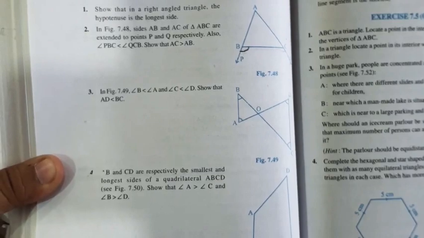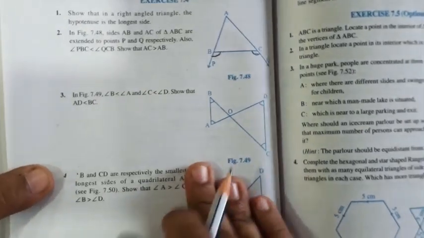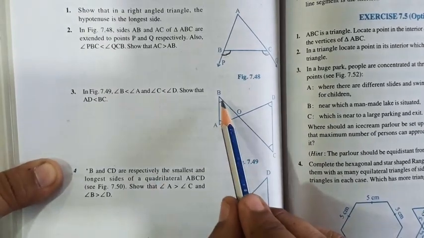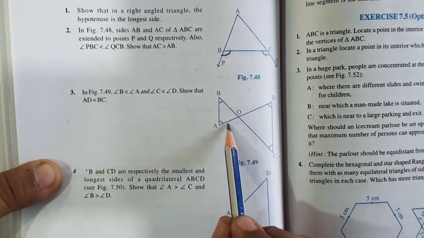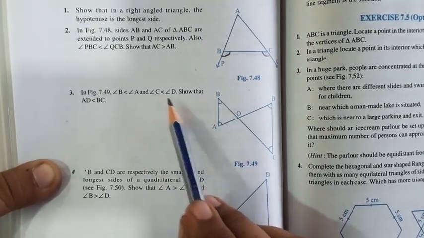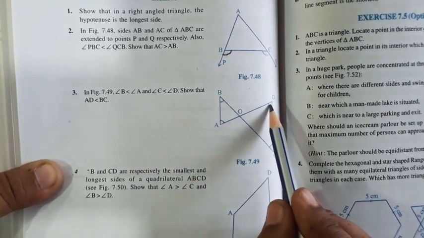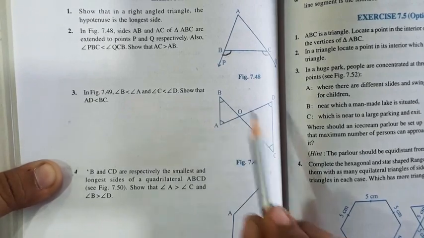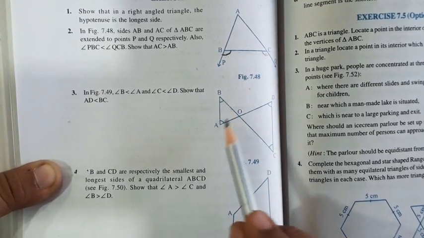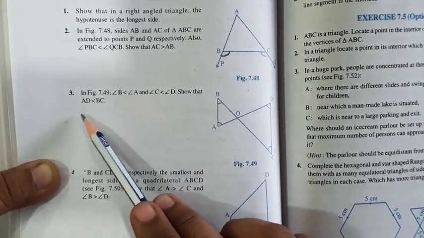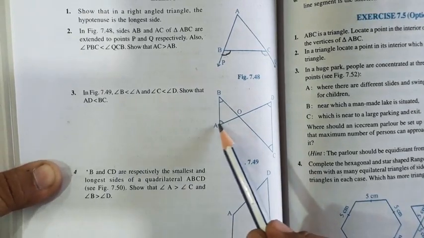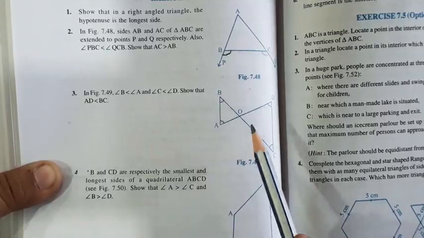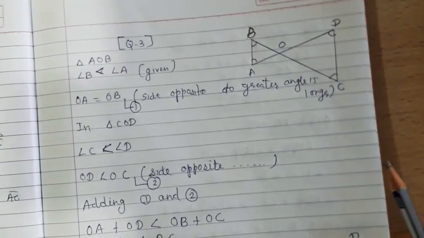In question number 3, in figure 7.49, angle B is smaller than angle A. So this angle is smaller than this A. C is smaller than D. Here B and C both are smaller, and these two are bigger angles. So we have to show that AD is less than BC, means AD is smaller than BC. We have to prove that AD is smaller than BC.